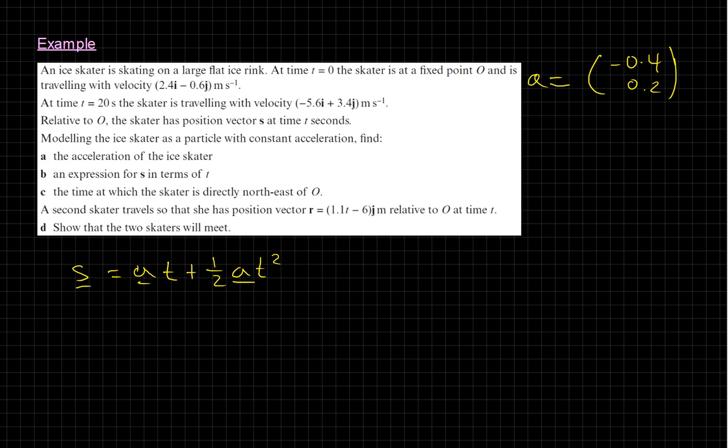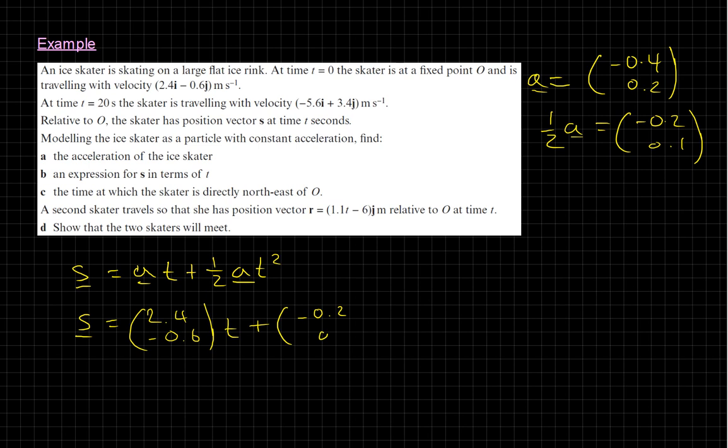U we've already been given. What was U? It was 2.4, minus 0.6. So we put that in there. We've got the acceleration, so we're going to add half of that. Now if A is minus 0.4, 0.2, then a half of A is, of course, this. Halving all components, so let's stick that in here. Minus 0.2, 0.1 times t squared.